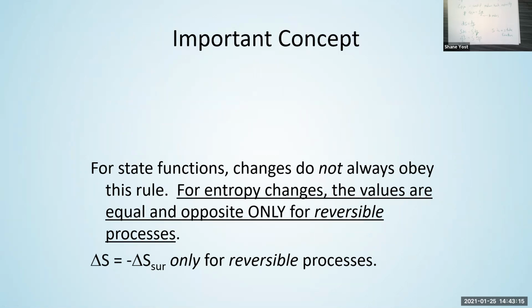I guess I'll mention that delta S is a state function, but the change in entropy of the system and the surroundings are not always equal, okay? They're only equal and opposite when you're dealing with a reversible process. When things are maintaining equilibrium everywhere, then the entropy change in the system and the surroundings are equal, and that means the entropy change in the universe is equal to zero. We'll see this pop up again when we talk about Gibbs free energies.